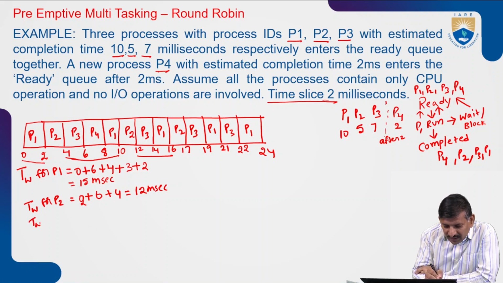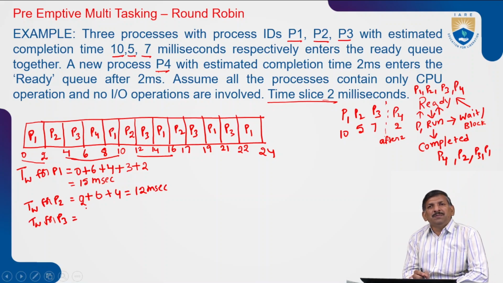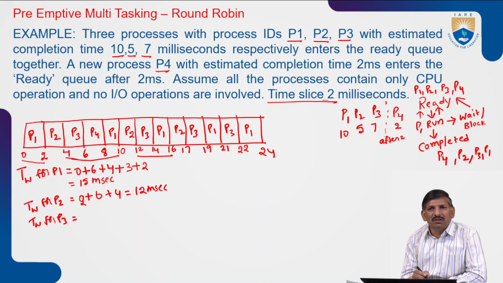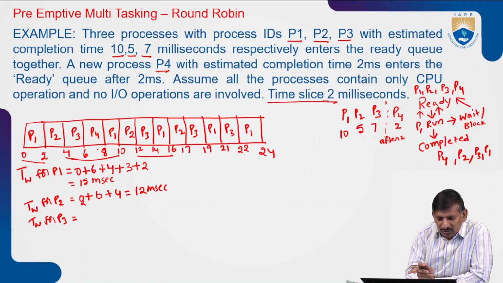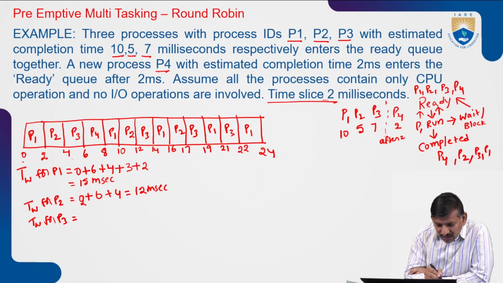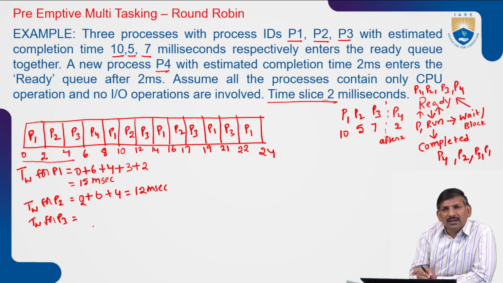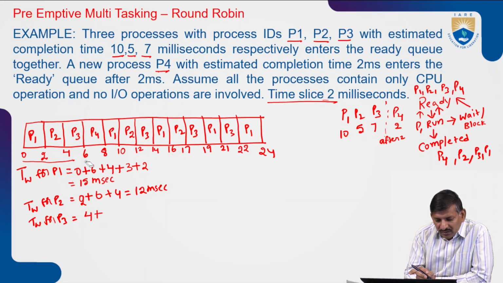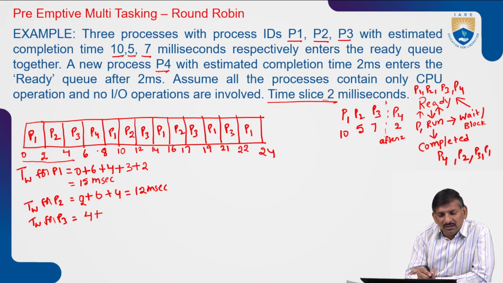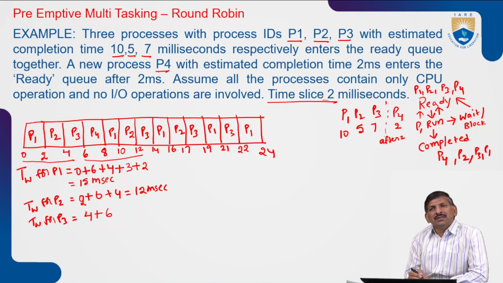Next, waiting time for process P3. Process P3 enters the ready state at time 0 and is scheduled for execution at the 4th millisecond. Means it is waiting 4 milliseconds in the ready state. So 4 milliseconds plus, again at the 6th millisecond it enters the ready state up to the 12th millisecond. Totally 6 milliseconds it is waiting in the ready state.